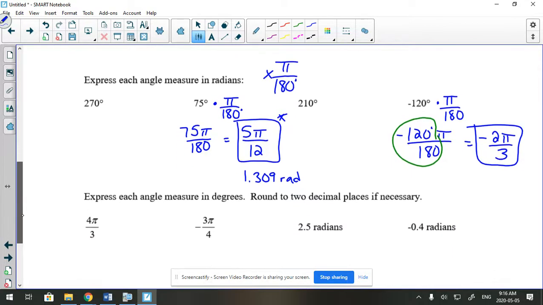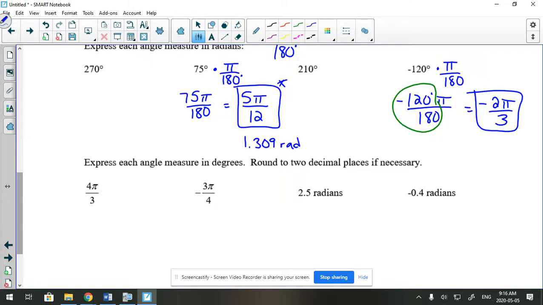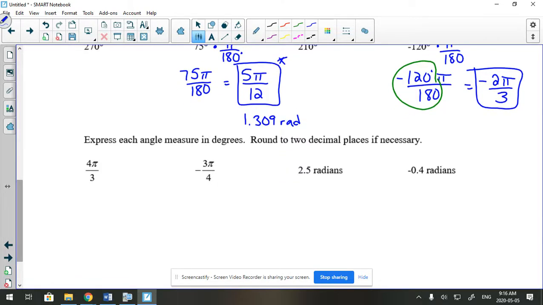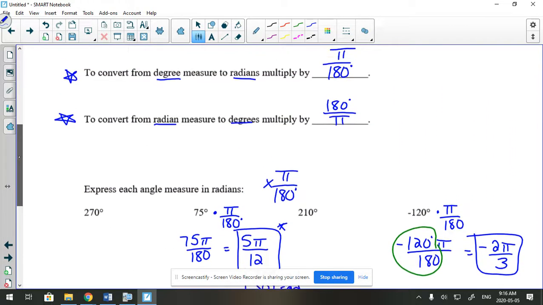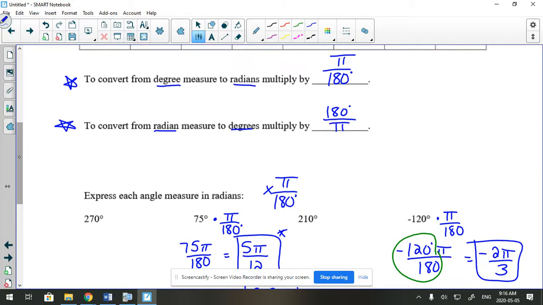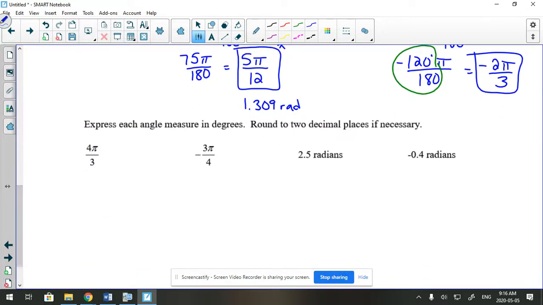All of these are in radians. We want to now convert them back into degrees. So using what I put a star on here, you're going to multiply by 180 over pi for all of these. Okay, so we'll just do a couple. These ones you can do straight in your calculator.